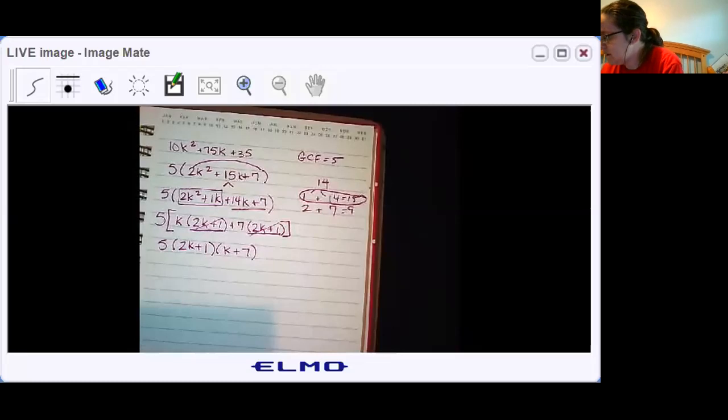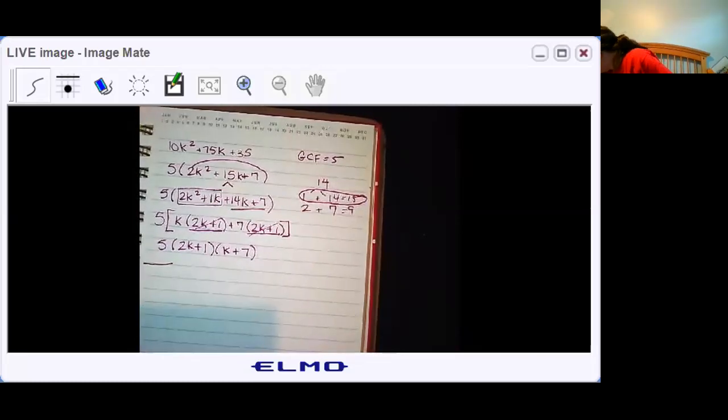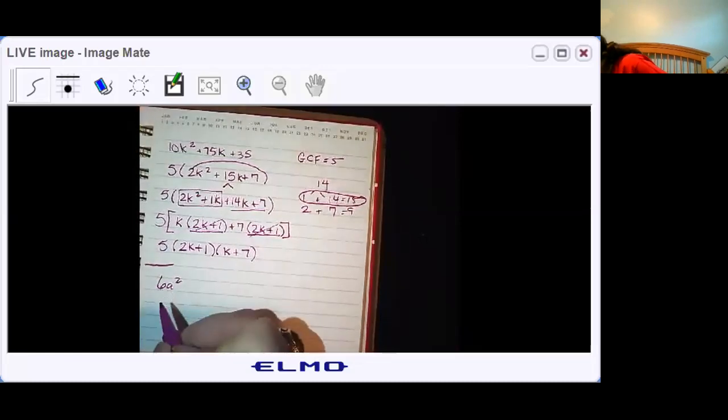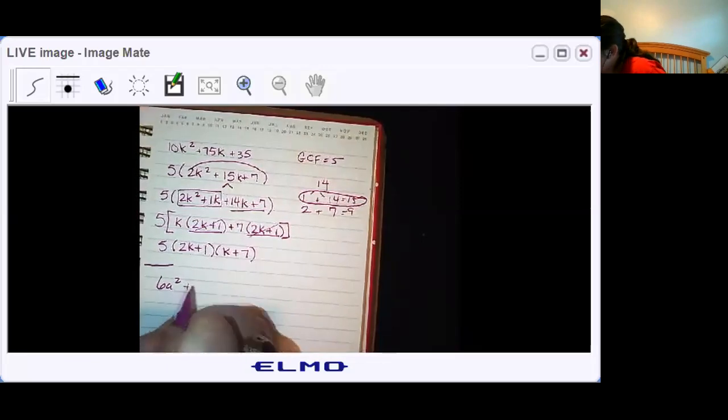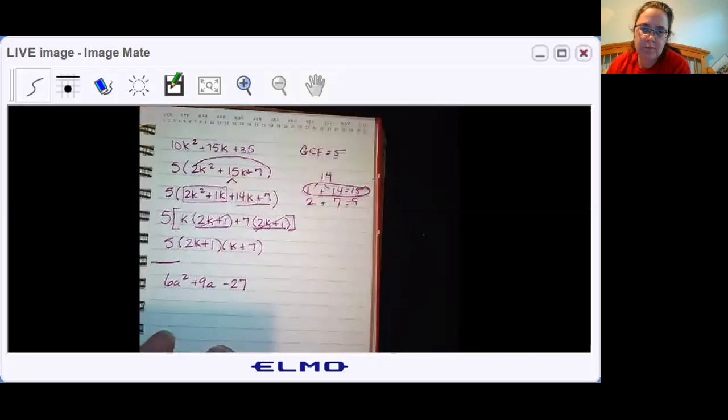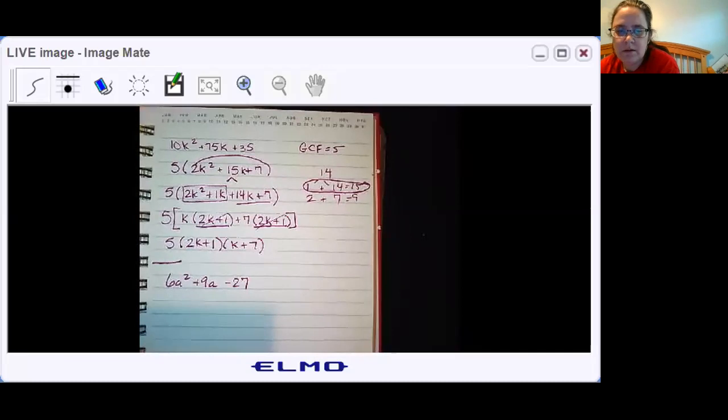Okay, so let's look at our last example of the day. We've got, I have a good one here. 6a squared plus 9a minus 27. Okay, write this down on your paper. Pause the video, work the problem, and then start the video back.